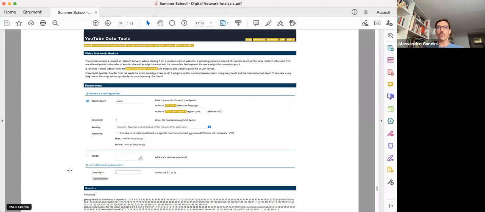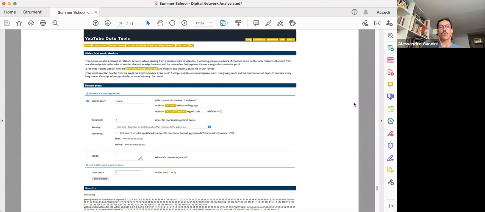So it is a snowball, sort of extra exponential, so to speak, level of data collection. And this, of course, gets up to potentially crawl depth 2, which means we get the videos that are related to the original query, and then the videos that are related to the videos that are related to the search query, and so on. So you can exploit the network properties to quite a big degree of depth.